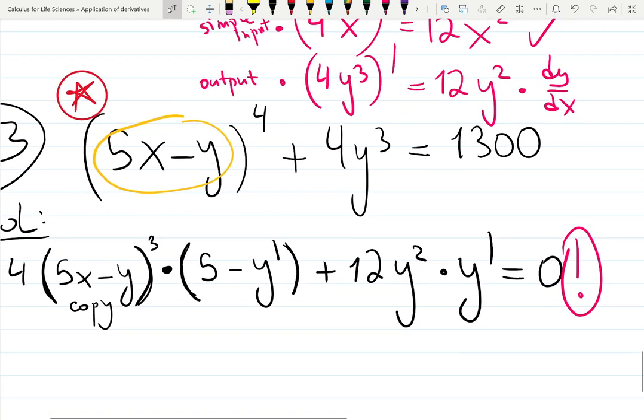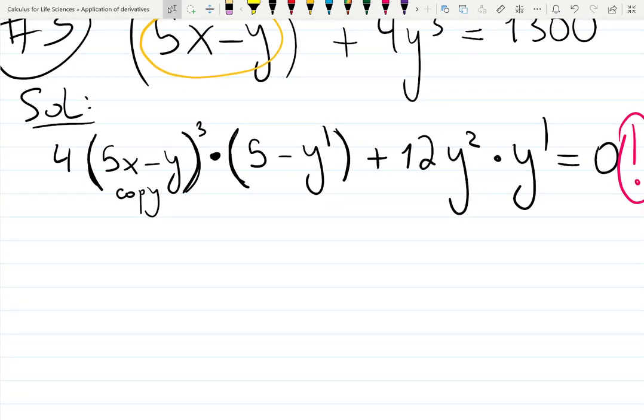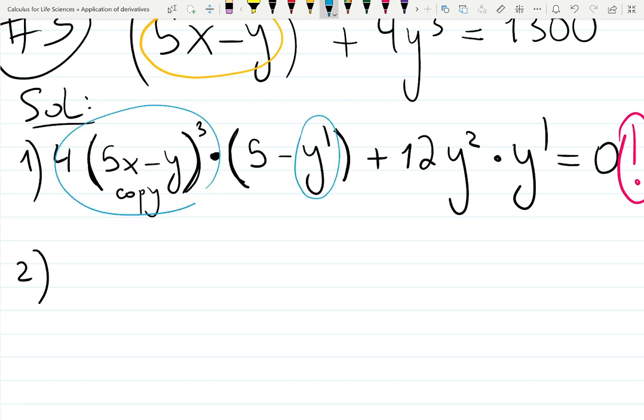I hope so. It slowly gets in. Do we have to distribute here or not? I believe so. We do. People who said no, you're just optimistic. Because you see this guy, I need it together with this. So one more step is distribution. 4 times 5x minus y cubed is multiplied by 5. That's distribution step 1.